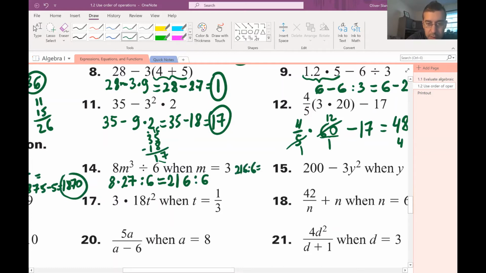2 doesn't fit in 6. 21 divided by 6 is 3. 3 times 6, 18. 21 minus 18 is 3, and 6 comes down. 36 divided by 6 is 6. So 36 is the answer. So 36 is the answer to this problem. Number 14. Okay.